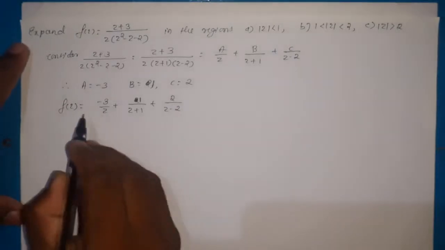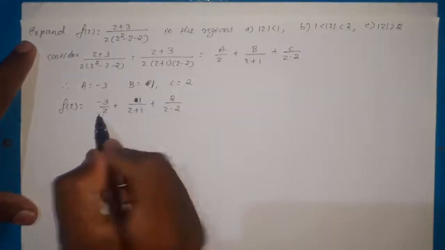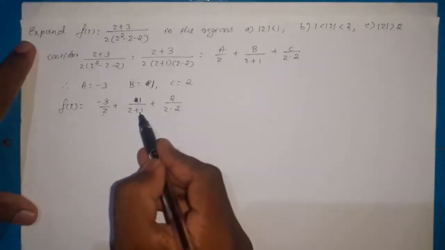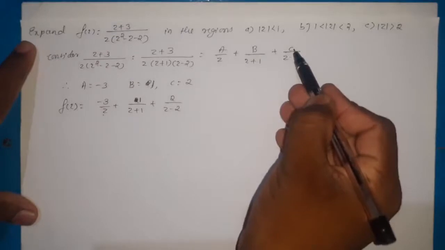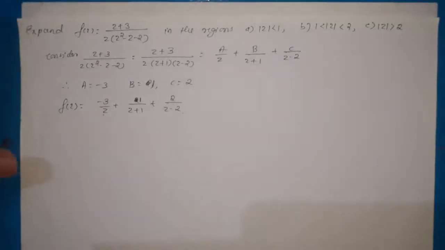Then here f of z becomes a by z, that is minus 3 by z, b equal to 1, 1 by z plus 1, c equal to 2, 2 by z minus 2. So, this is the given function now, and let us expand this function in the regions given.